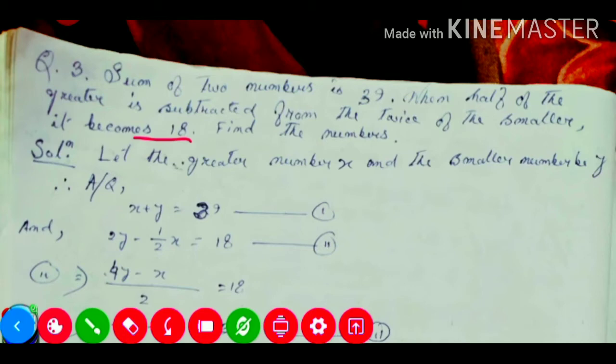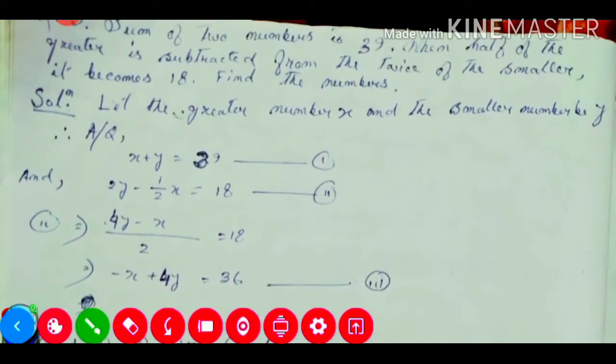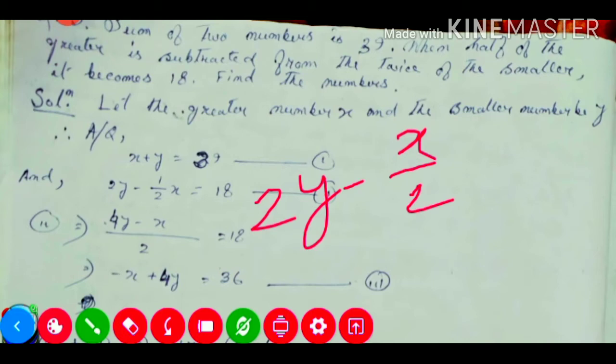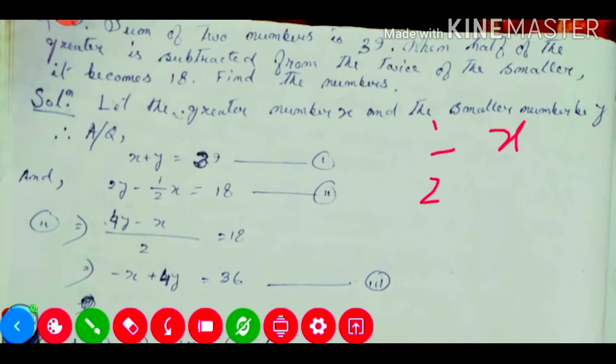We got our equation. If you consider the greater number x and the smaller number y, let the greater number be x and the smaller number be y. Therefore, according to the question, x plus y is equal to 39. This is equation number 1. Now, the second condition of this question is: half of the greater number, that means x by 2, we need to subtract from twice the smaller number, that means 2y. So 2y minus half into x, that means x by 2 only.